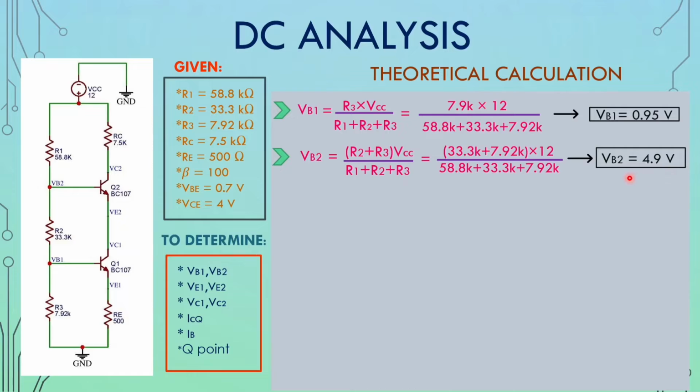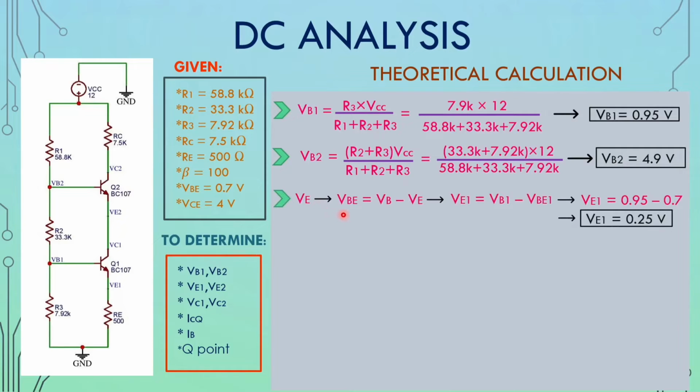With this, we have found VB1 and VB2 values. Next, we are going to determine VE1 and VE2. We have the formula that VBE is equal to VB minus VE. VBE is known as the potential difference between two voltages. From this, we get VE1 is equal to VB1 minus VBE1. After substituting the values from the given, we have VE1 is equal to 0.25 volt.